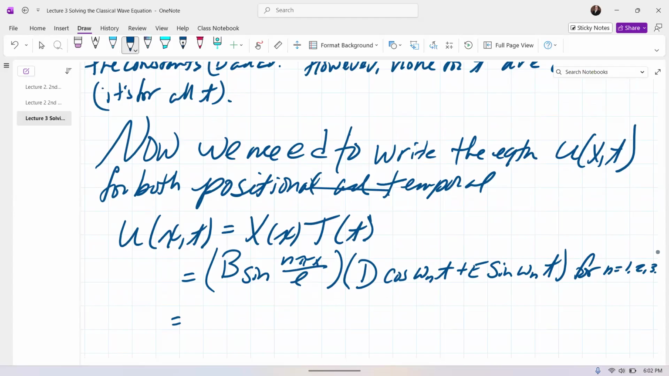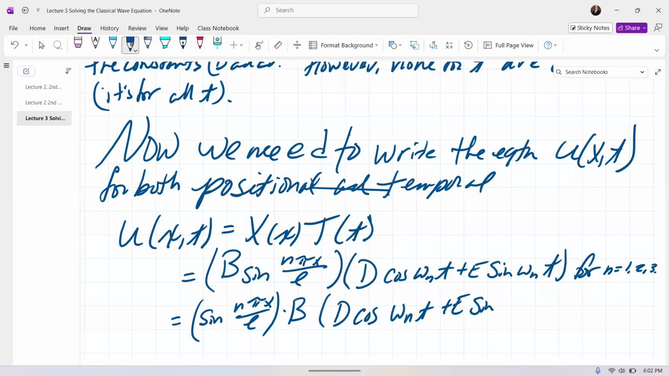Now what I'm going to do is a rearranging. So this one right here, I want to write it a different way. Sine n pi x over L times, oh, no, not beta. Regular B. So I'm just going to do it like that and change the order. B times D cosine omega sub n t plus E sine omega sub n t, for n equals 1, 2, 3.